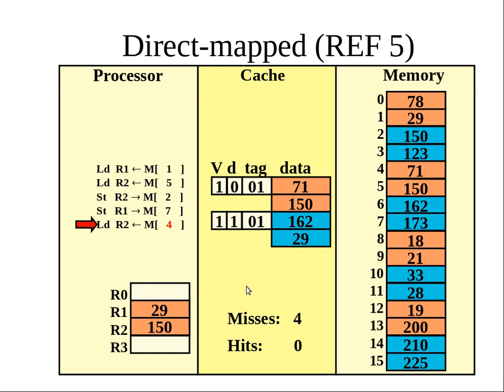And then we're going to load 4. What's 4? 0, 1, 0, 0. So that third bit was a 0 up here, and that tag's already in there, so it's the hit. Namely, that 4 was brought in when we brought in the 5.